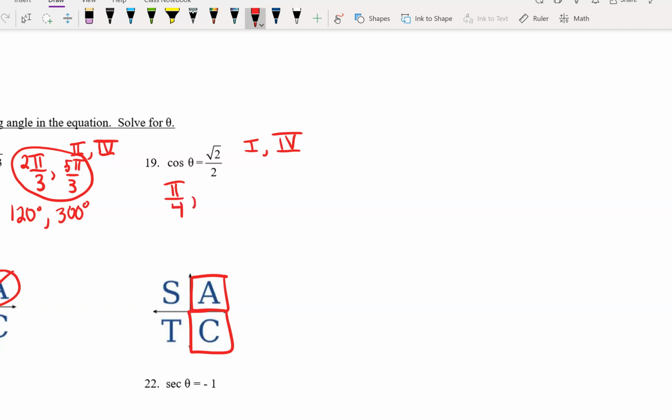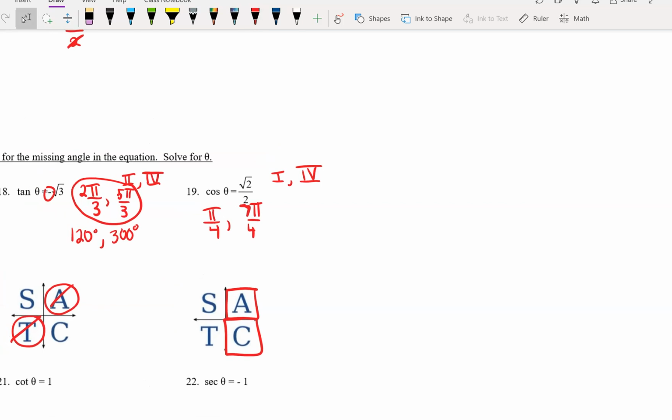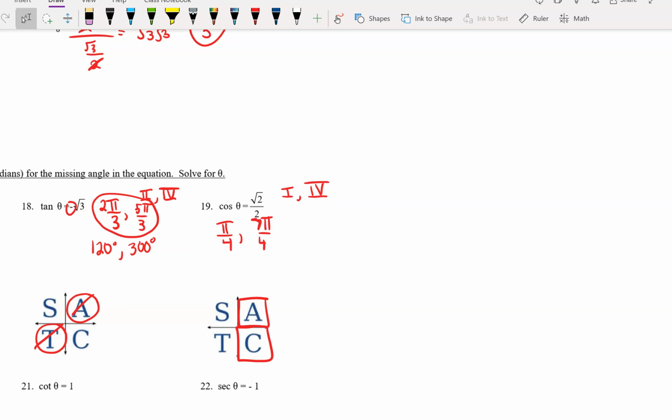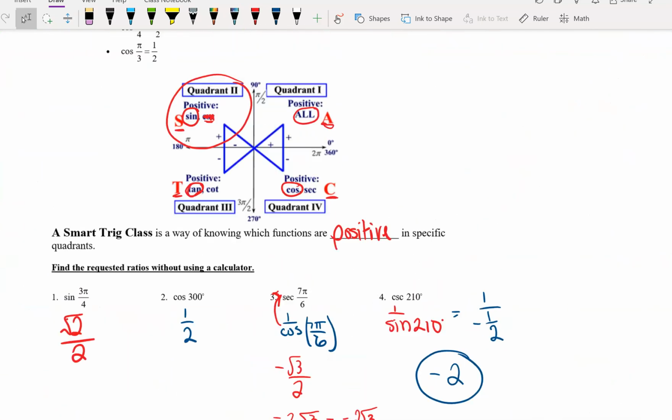My other one is going to be that same reference angle, but in the fourth quadrant. So think about it. 8 pi over 4 would reduce to 2 pi, which would be one full revolution. So if we want to be in quadrant 4, we want to be just short of that, so that's going to be 7 pi over 4. And we can check in our unit circle. So we've got pi over 4 and 7 pi over 4 that we're looking for.